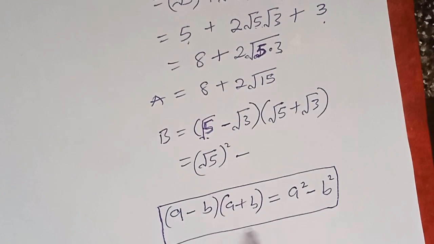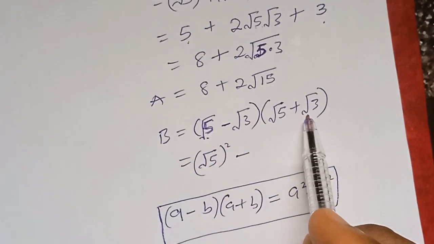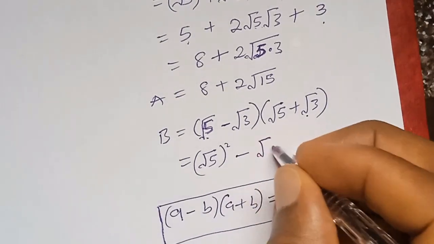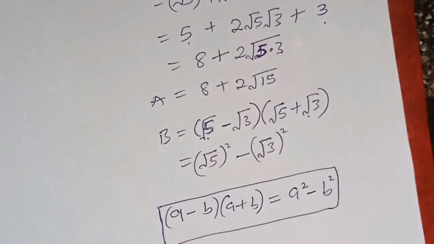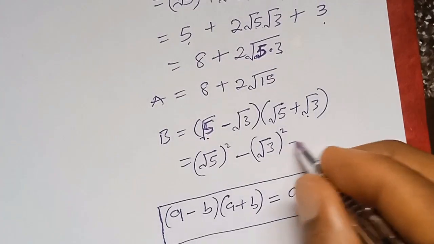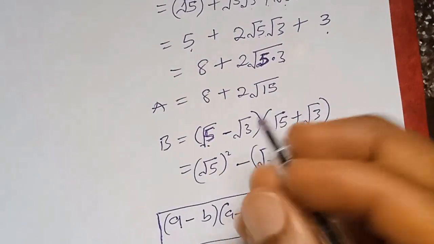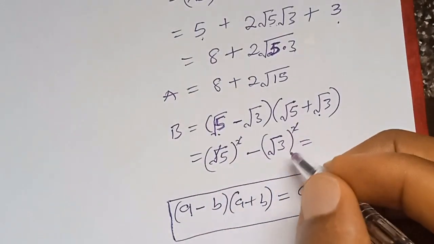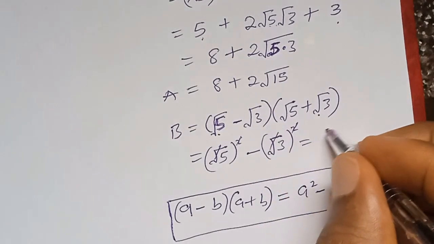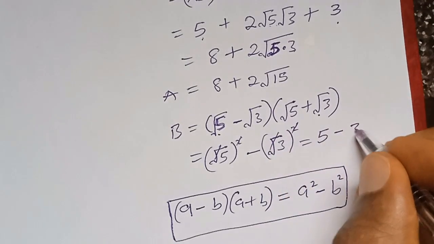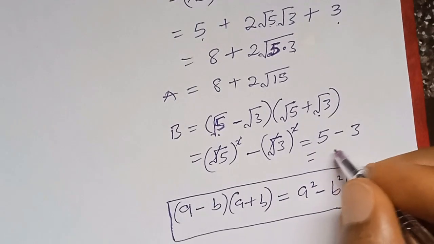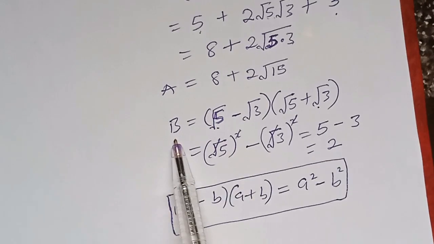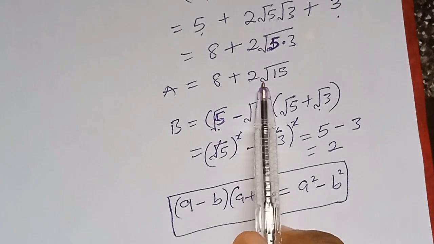So we are going to express this in the form of this. Then we have square root of 3 squared, and this will give us this squared, cancel the square root. Likewise, this square cancels the square root. So we are left with 5 minus 3, and that gives us 2. So this is the simplification of B, and this is the simplification of A.